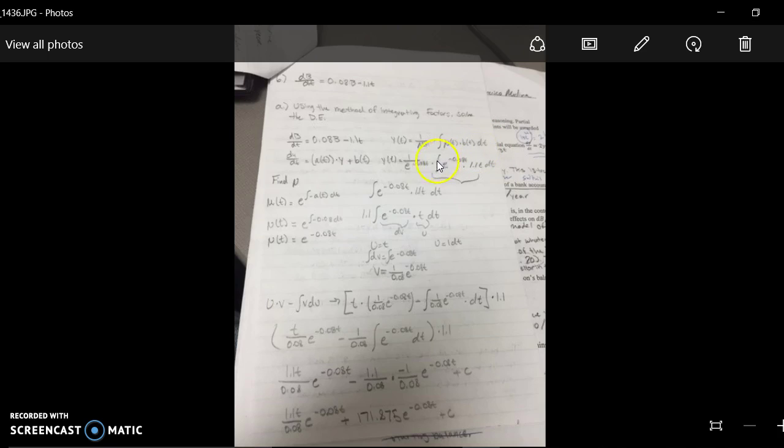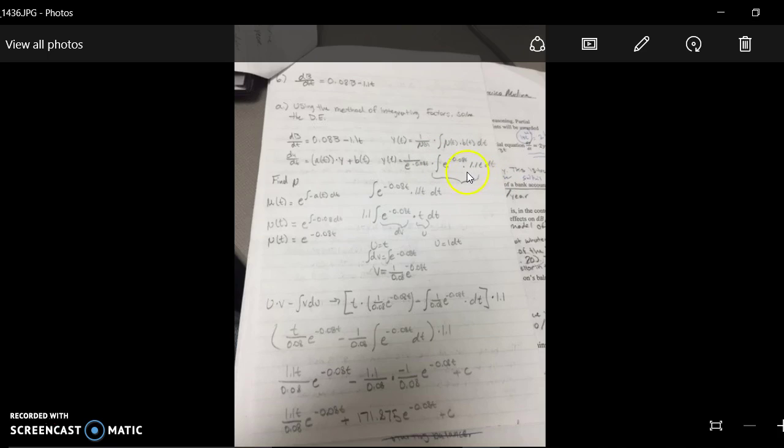So now that we have that, we start plugging in. We have y of t equal to 1 over e to the negative 0.08t times the integral of e to the negative 0.08t times 1.1t dt. What's interesting is that when I started doing this, it looked kind of funky. I'm going to have to integrate this by parts.